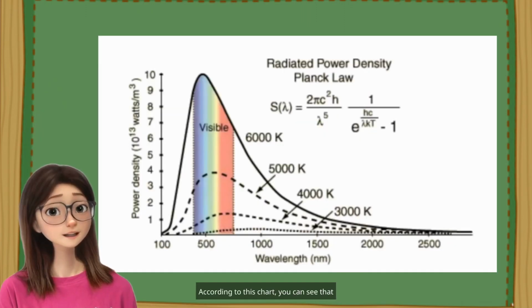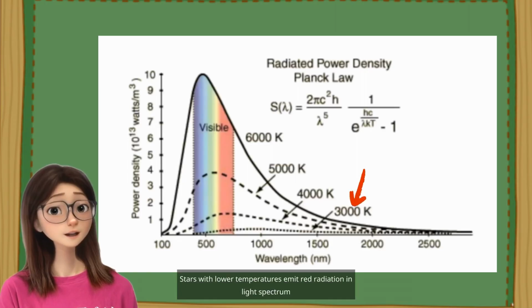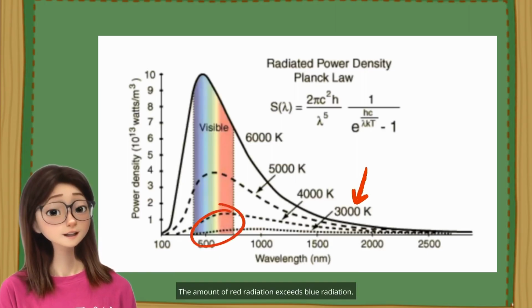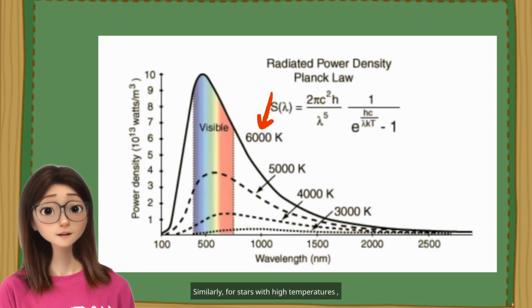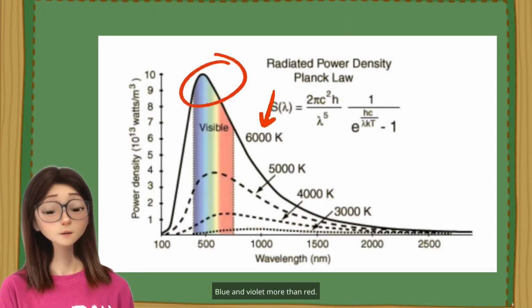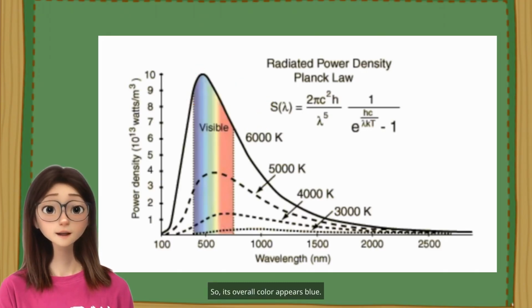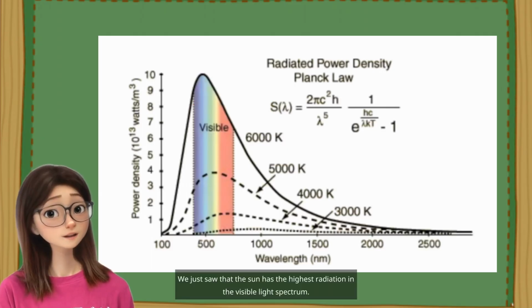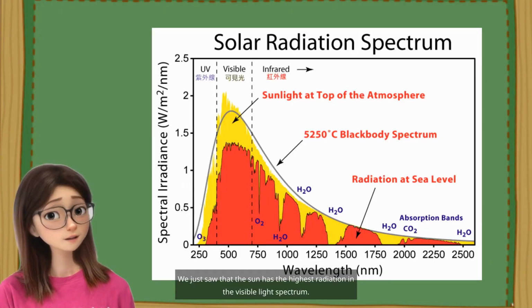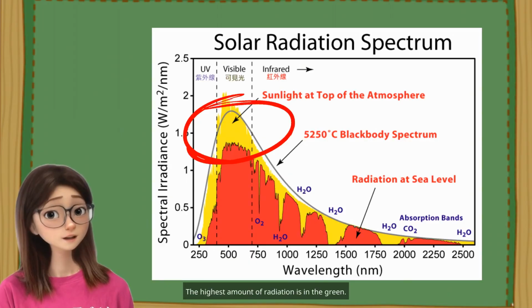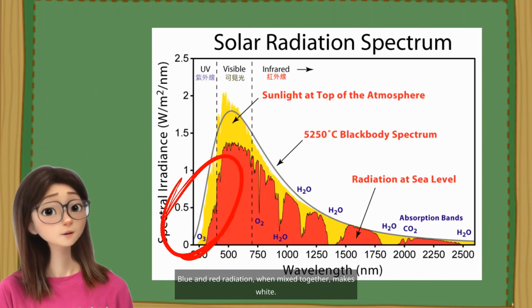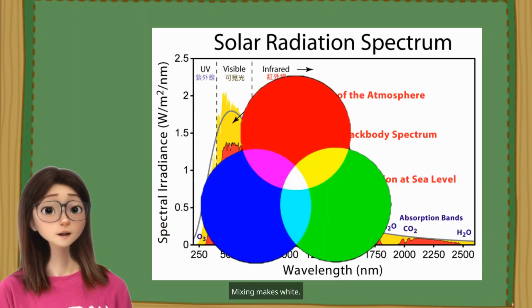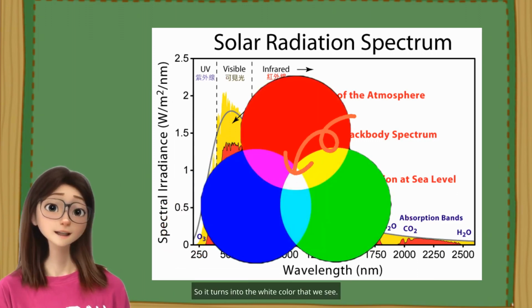According to this chart, you can see that stars with lower temperatures emit more red radiation than blue radiation in the spectrum, so their overall color appears red. Similarly, for stars with high temperatures, blue and violet radiation is much greater than red radiation, so the overall color appears blue. We just saw that the sun's highest radiation in the visible light spectrum is in the green. So why isn't it green then? Because it also has blue and red light. Blue and red radiation, when mixed together, makes white. So it turns into the white color that we see.